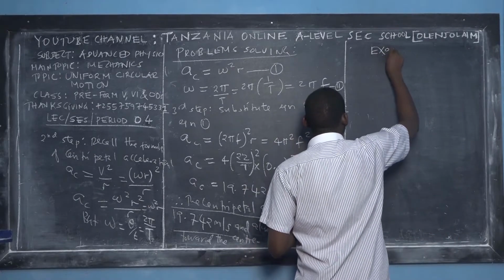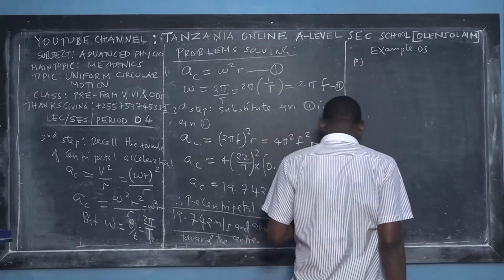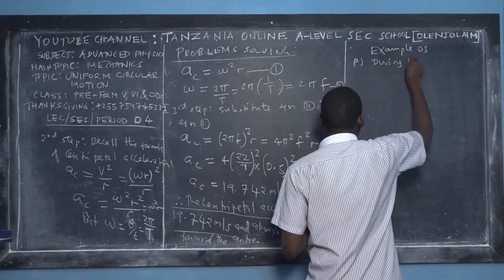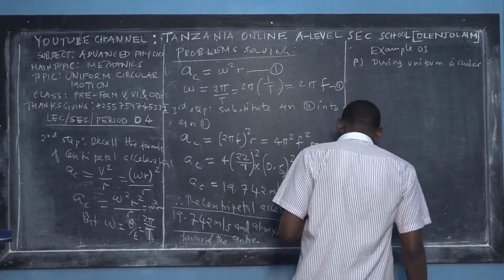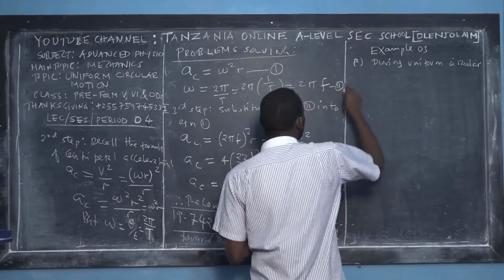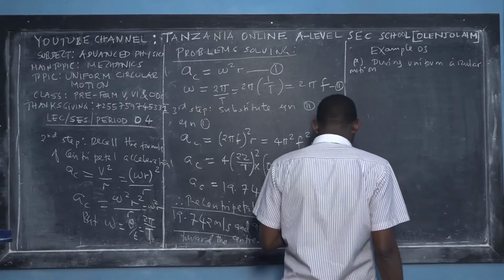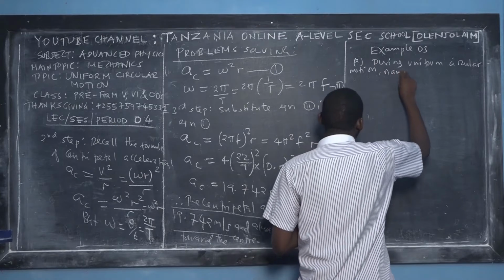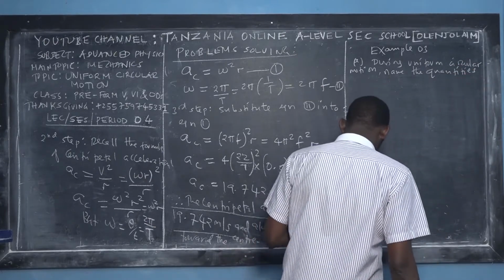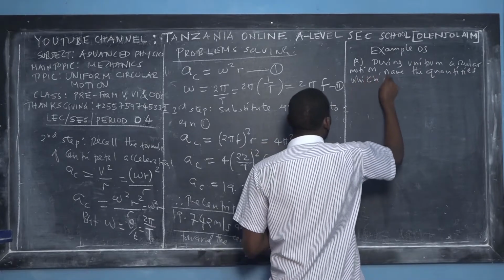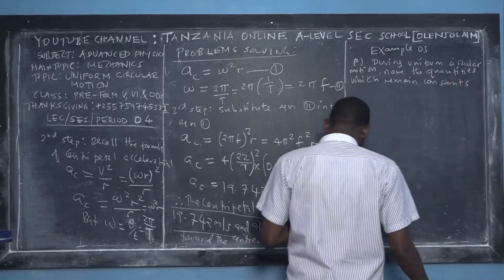So let me teach you example 3. This example 3 has 2 parts, A and B. During uniform circular motion, name the quantities which remain constant.